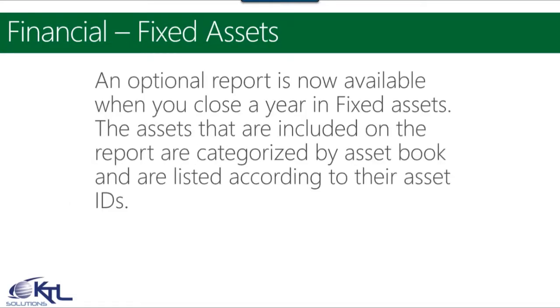And the last in the financial series is your fixed asset year-end close report. An optional report is now available when you close a year-end fixed asset. The assets that are included on the report are categorized by the asset book and are listed according to their asset IDs. The report also lists the current fiscal year for each asset book, as well as any adjustments that were made during the process to the closing year.